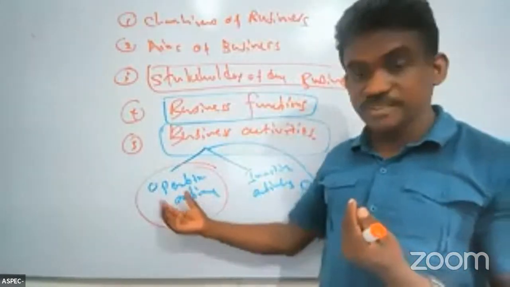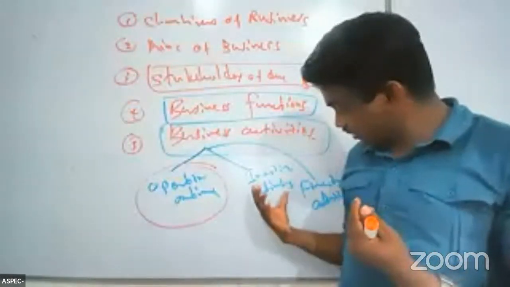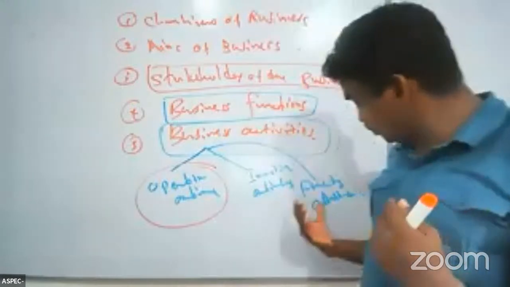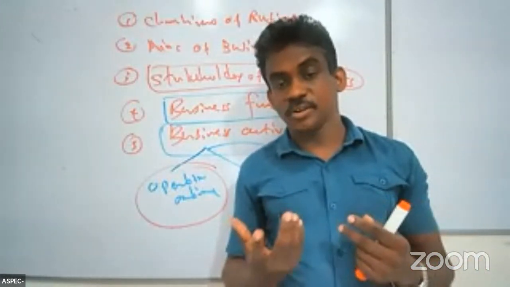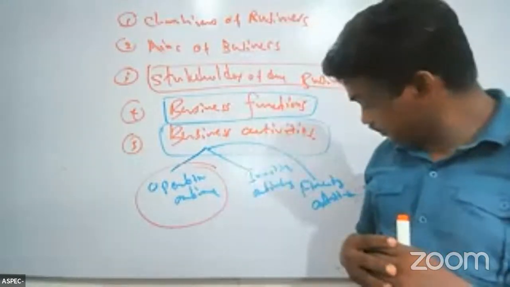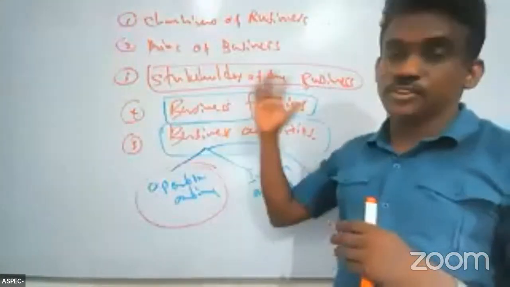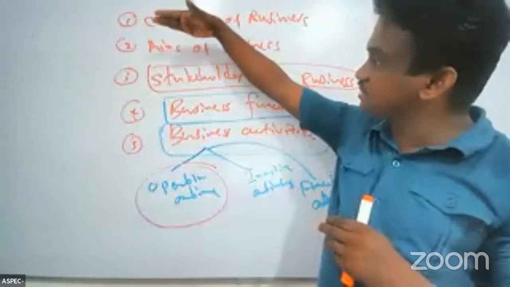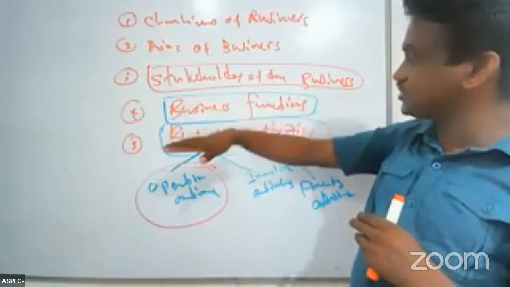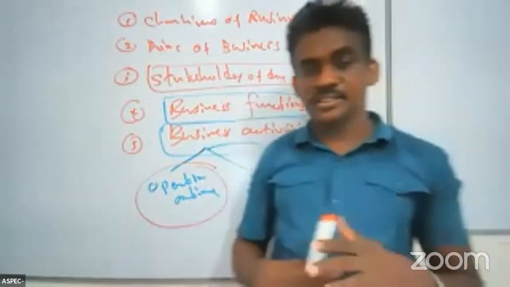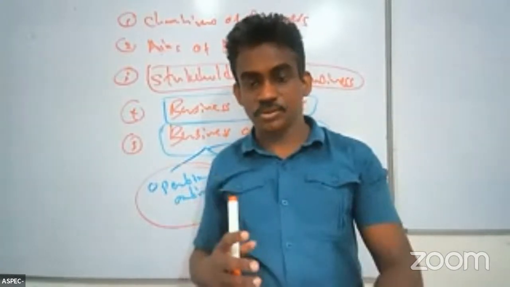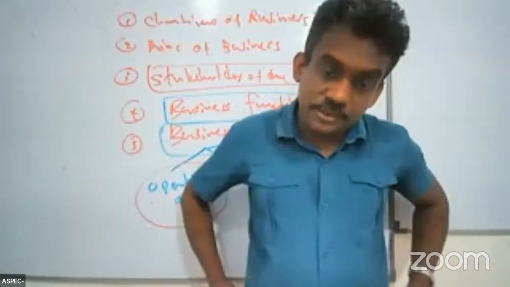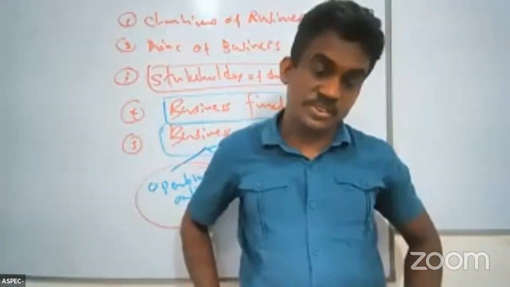You can see that operating activities we also discuss deeply in future. Investing activities, very important. We deeply discuss in future lessons, and also financing activities. That's the introduction part of these functions and activities. So far we covered these 5 topics: characteristics of the business, aims of the business, stakeholders of the business, functions, and also business activities. I think you get a better idea and understand these things. So from next day we start discussing classification of business and business environment.